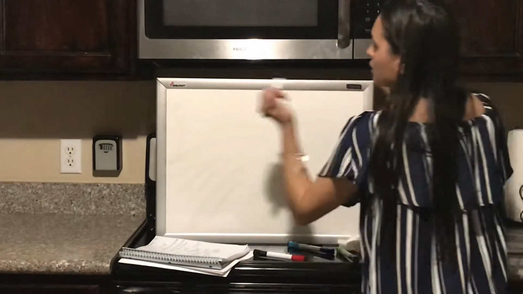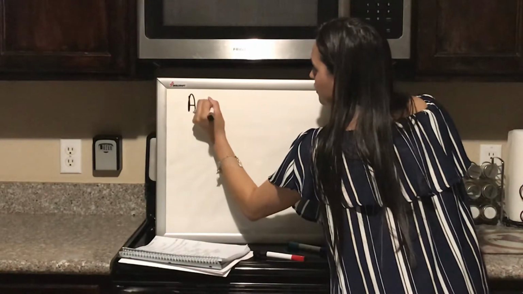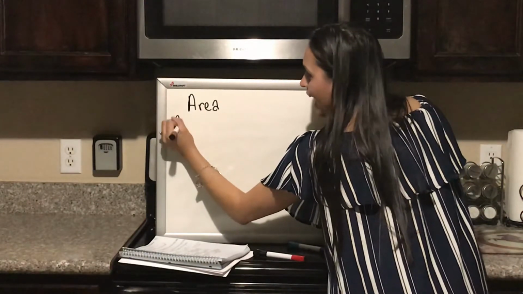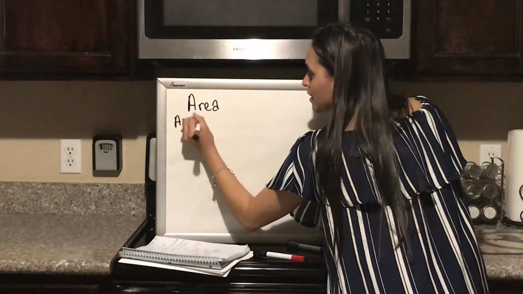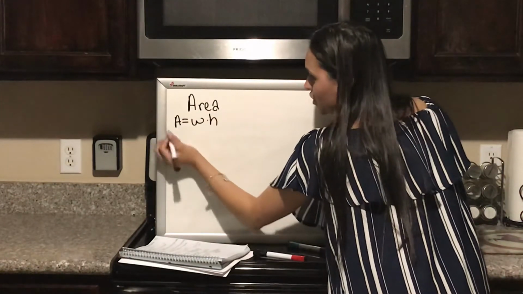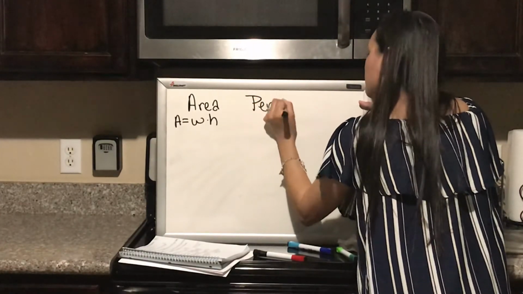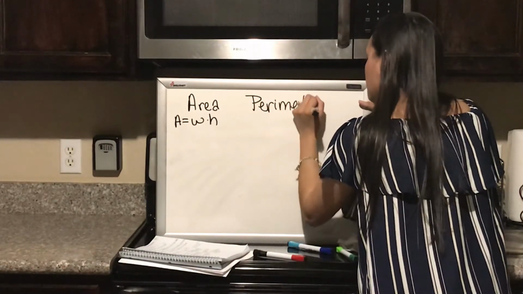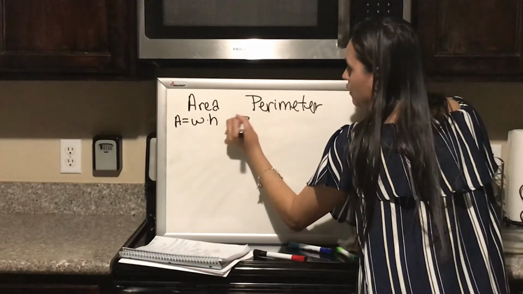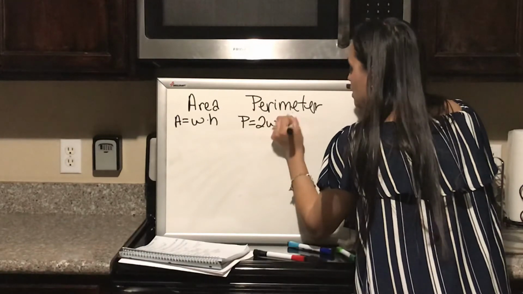So remember, to review, area equals A equals W times H. And perimeter is P equals 2W plus 2H.